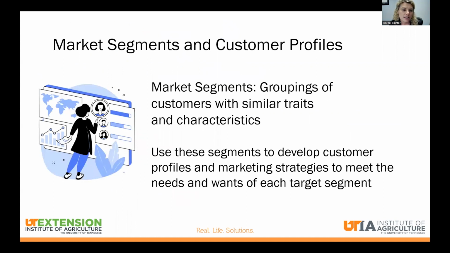So again, why are we looking at all of these segments of the market? So that we can develop our customer profiles. We want to develop a customer profile from these different market segments of people that have similar traits and characteristics so that we can effectively market to them, to those different customer profiles.